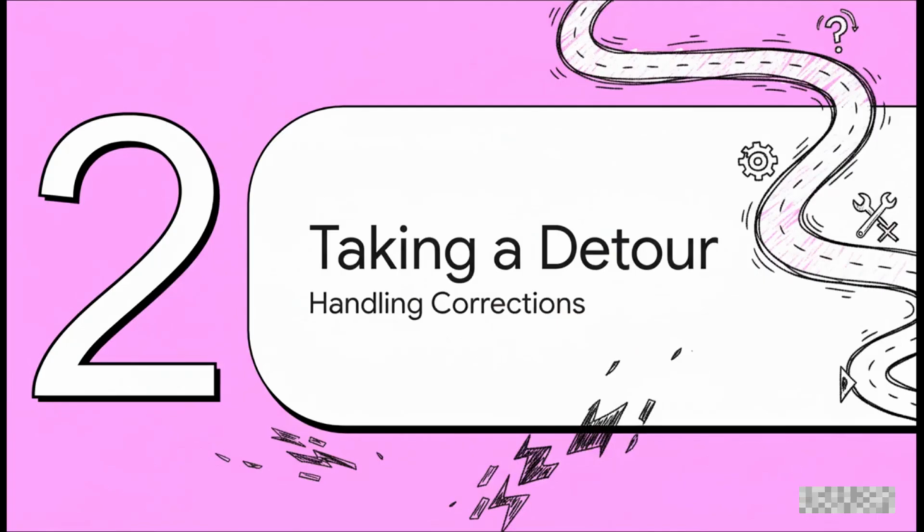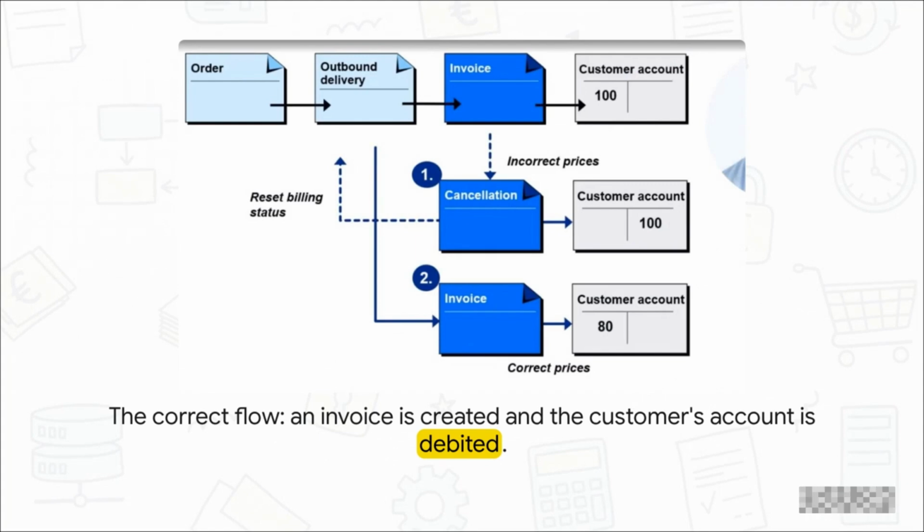Of course, the real world is rarely that happy path, right? Things go wrong. So sometimes we need to take a detour to handle errors and corrections. What happens when a mistake inevitably pops up? So just remember our baseline. In that perfect world, an invoice is created, the customer's account gets updated, and everyone's happy.